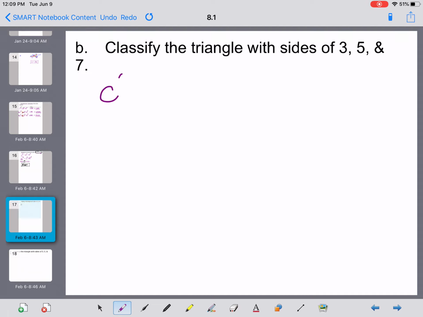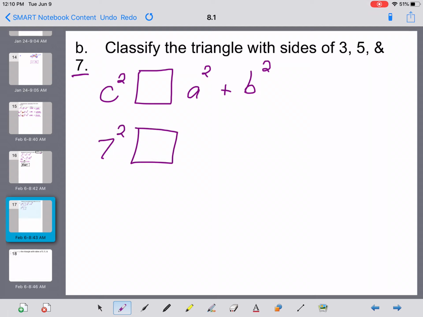So again, we're going to write c squared, and we really shouldn't be putting an equal sign. I'm going to put just a blank box right there, and we're going to compare c squared to the sum of a squared and b squared. Okay, the c always represents the longest side, which is 7. So 7 squared would compare to, and now the other two, the order doesn't matter, but I usually like to let a be the smallest one, 3 squared, and b would be the middle side, which is 5 squared.